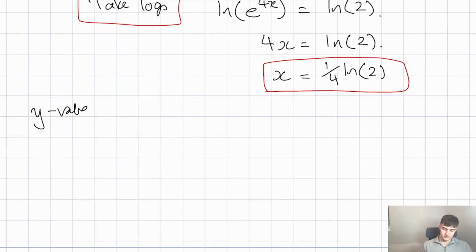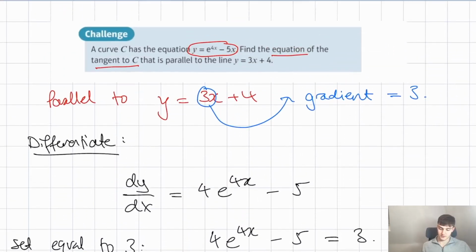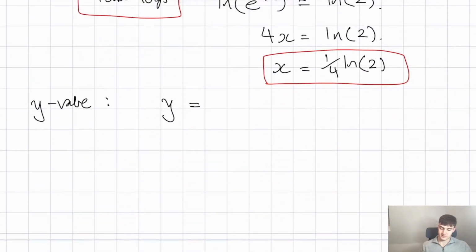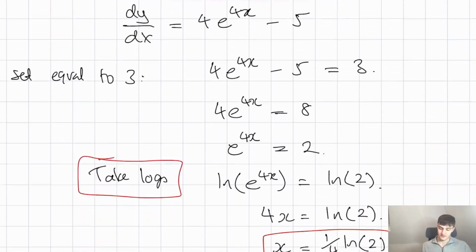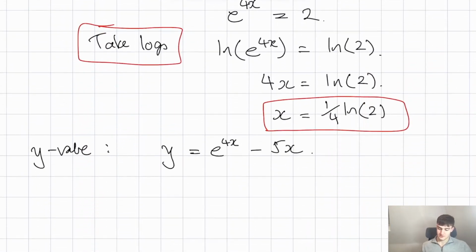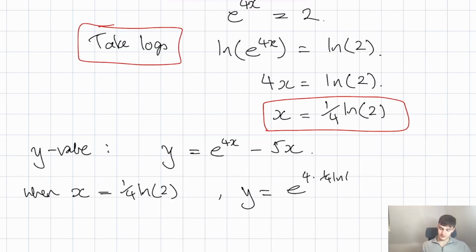So the y value is given by when we plug into our equation, that is y is equal to e to the 4x minus 5x. So when x is equal to what we had up there, 1/4 ln 2, what is y? Well, y is going to be e to the 4 times 1/4 ln 2 minus 5/4 ln 2.